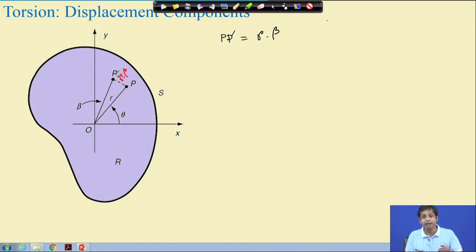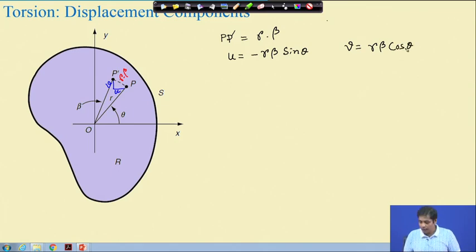Now, if we take the components of the deformation in the x and y directions, this is the u component and this is the v component, where v is in the y direction. Then u is equal to minus r beta sin theta, and v, the component in y, will be r beta cos theta.